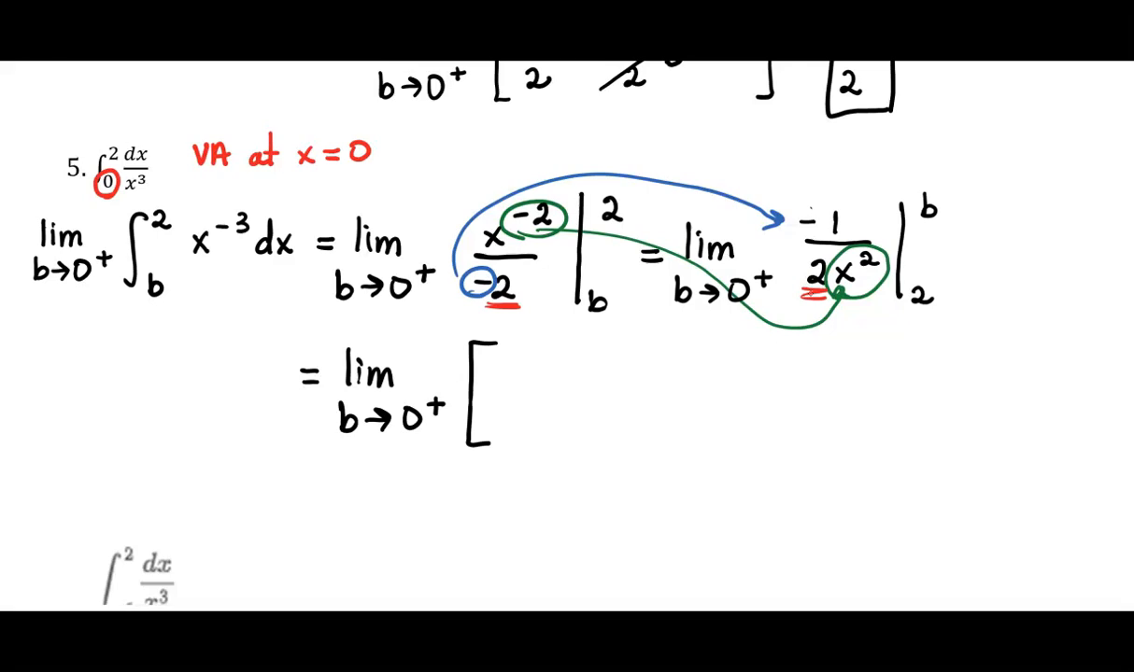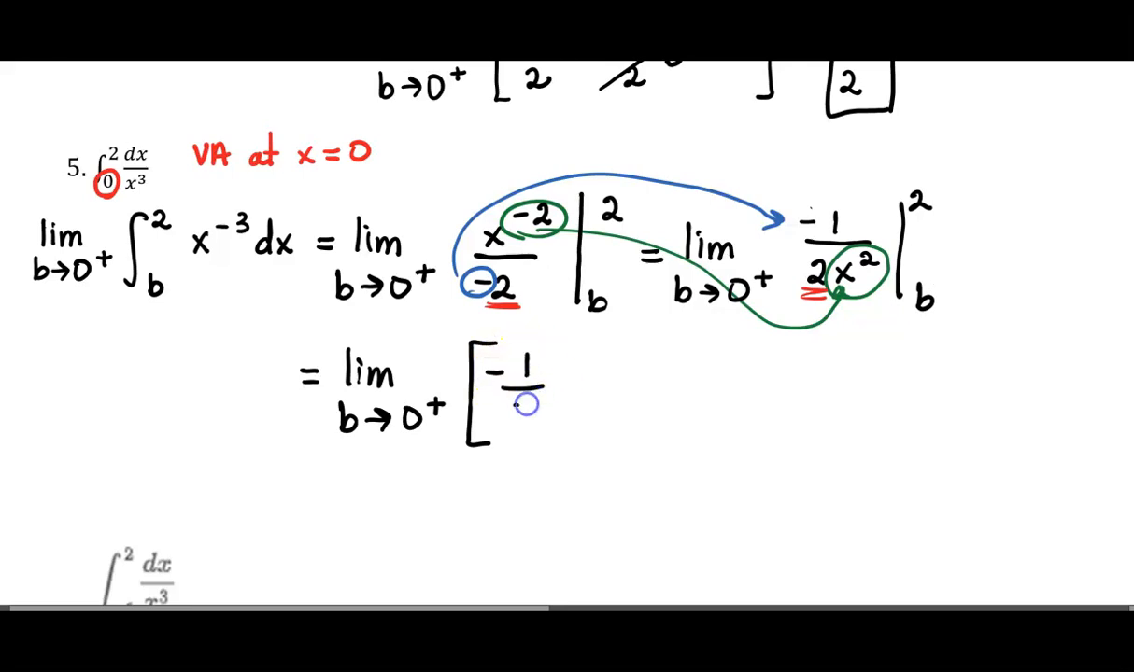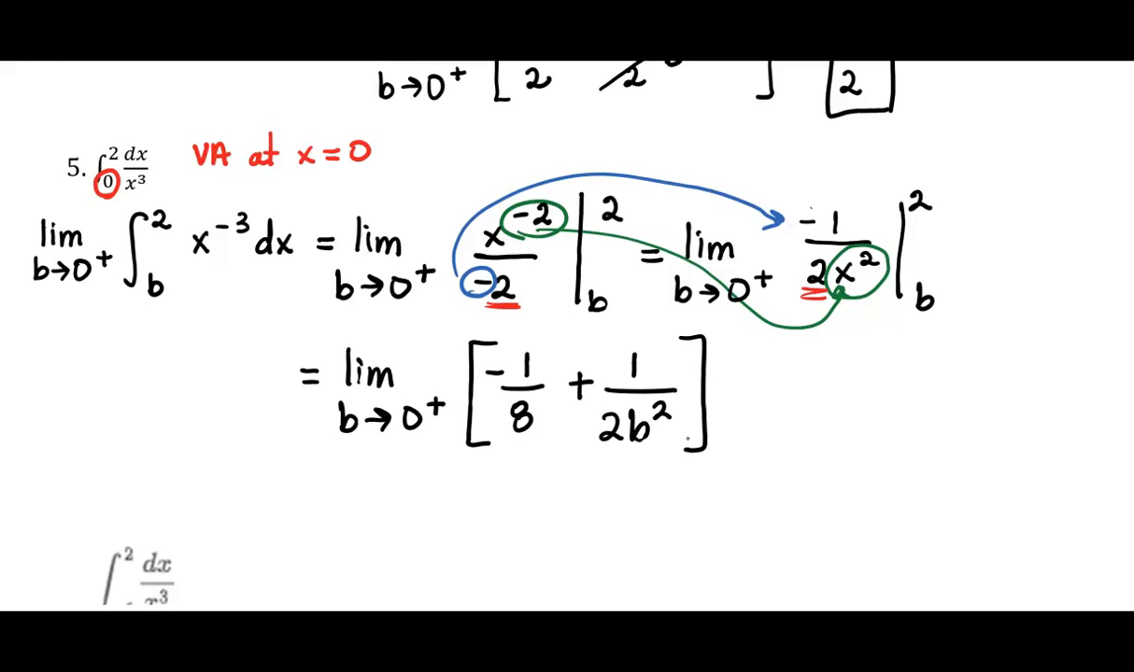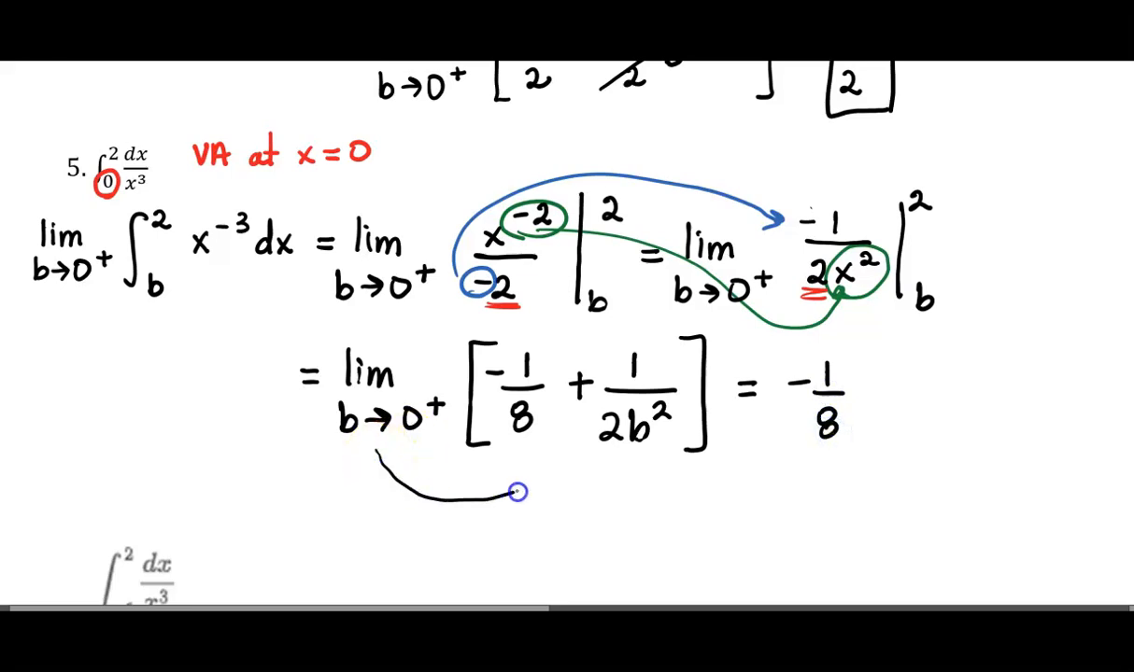So now let me start and do my evaluation. First, I think somewhere along the lines, I also switched my limits. First, I'm going to plug in my upper limit of 2, which will give me negative 1 over 8. And then I will subtract and plug in my lower limit of b. Be careful because subtracting a negative will turn into a plus sign. As b goes to 0 from the right, we need to think here. So the first term, as b goes to 0 from the right, of negative 1/8, we're just going to get negative 1/8. But what happens as b goes to 0 from the right on 1 divided by 2b squared?